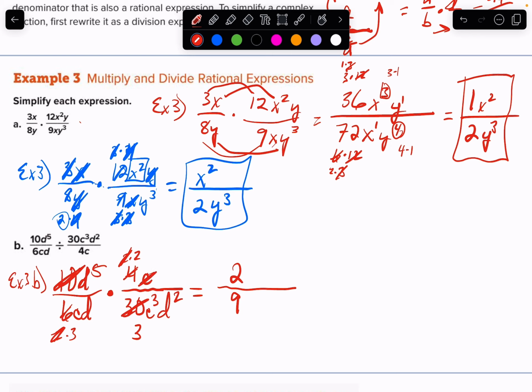Let's do c cancels the c. So that leaves me c to the third in the bottom. 1d makes that down to 4. 2 more d's makes that down to 2. So I got d squared in the top. And so I should be pretty well set there. So 2d squared over 9c to the third. Boom.